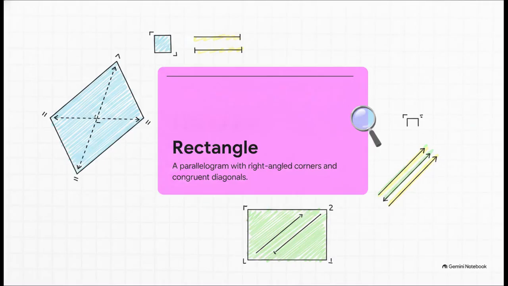Let's see what happens when we start adding more specific constraints and rules to our standard parallelogram. A rectangle is mathematically defined as a parallelogram with right-angled corners and congruent diagonals. Now, I really want to highlight that phrasing. A rectangle is fundamentally a parallelogram. It already possesses all the features we just talked about, parallel opposite sides, bisecting diagonals, but it brings a few extra VIP features to the table, specifically those perfect right angles and diagonals that are exactly equal in length to one another.